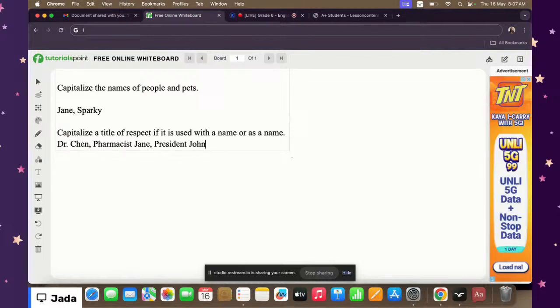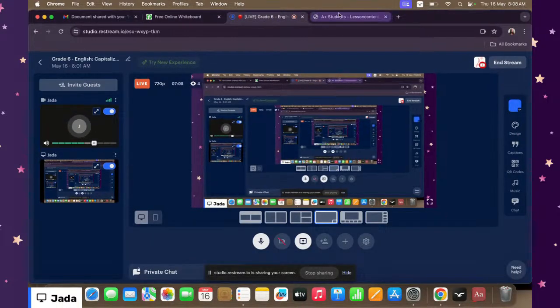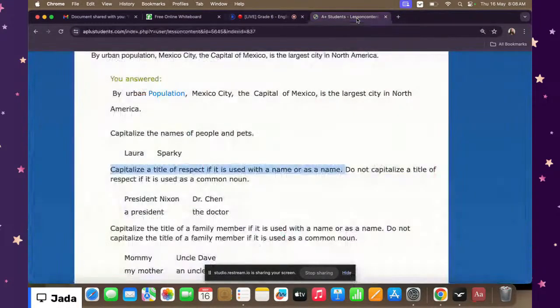So you have to make sure that you capitalize a title of respect. All this, a title of respect, it is used with the name or as a name. So of course it all has its respect to the individual who has the title. So you have to make sure that you capitalize that. Do not just put it in small letters. You cannot say Dr. Chen with small letters. You say it with capital letters. Okay?